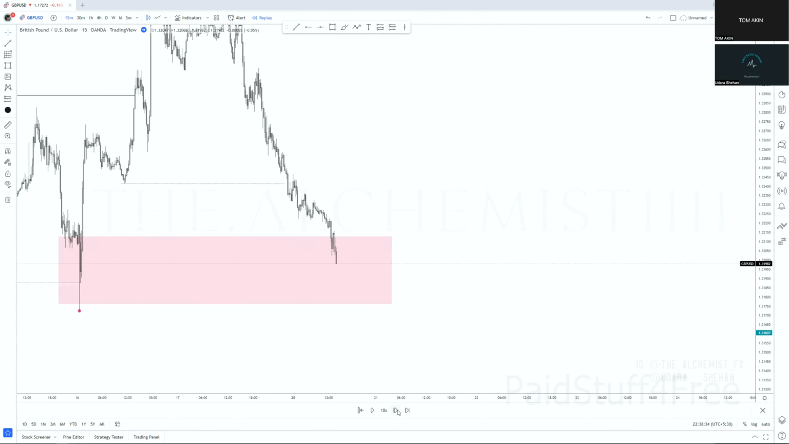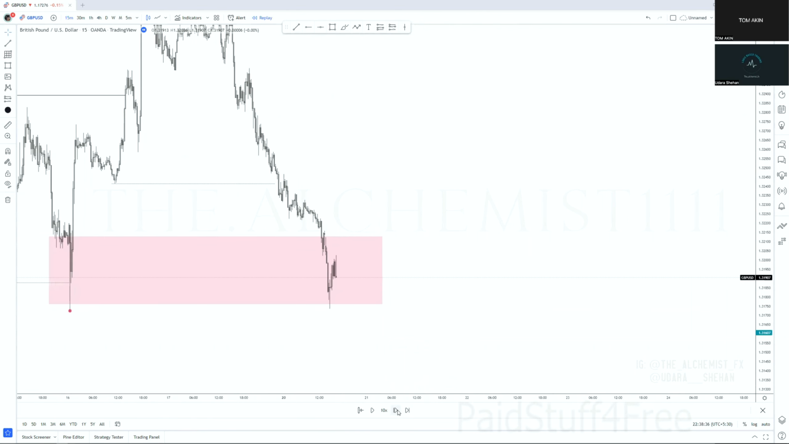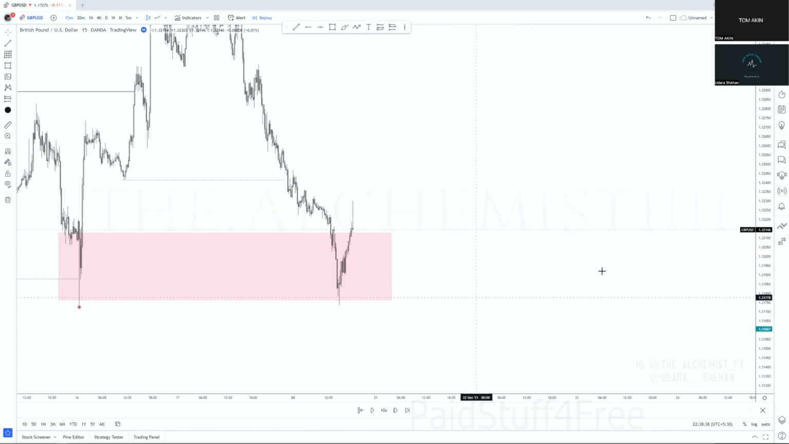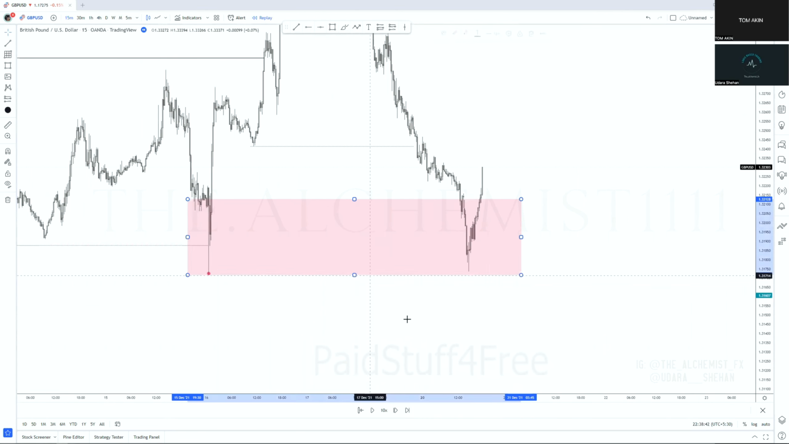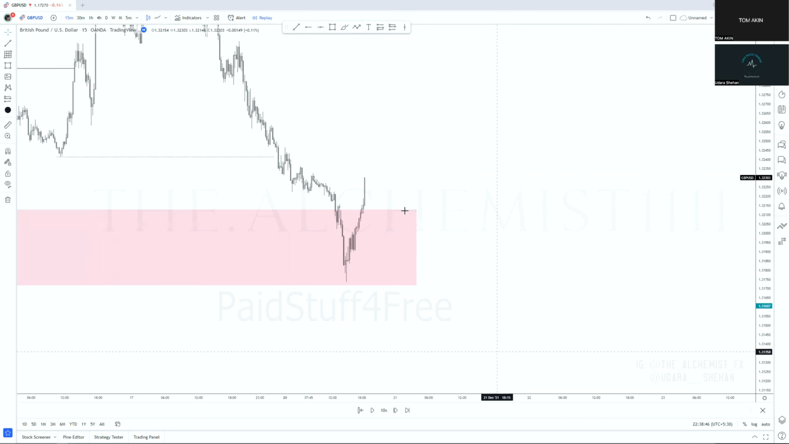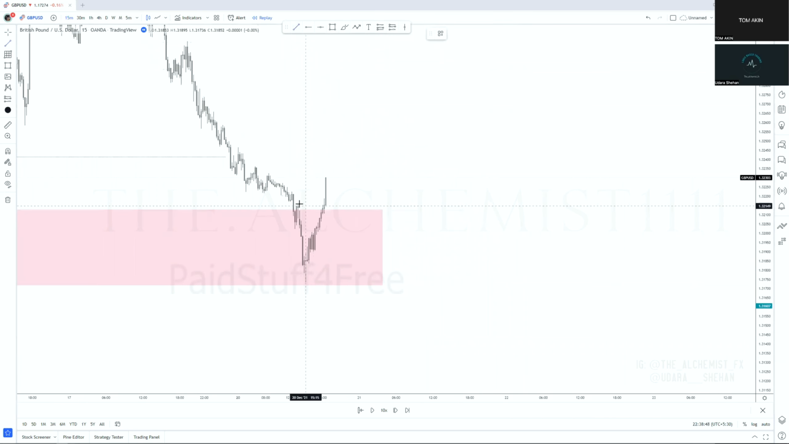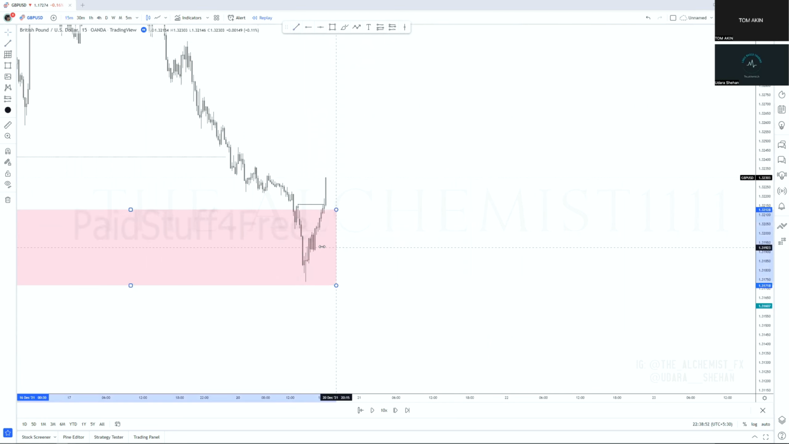So let's wait. Okay, nothing yet. Nothing yet. And there comes the buy. See that? It never went below the low. Never went below the strong low. Can you see that? And then we got these bullish breakouts. There we go. Okay, now we get the confirmation.